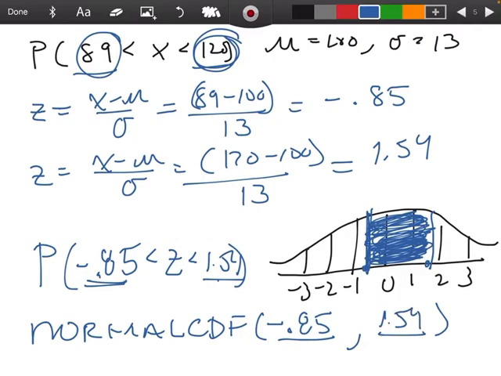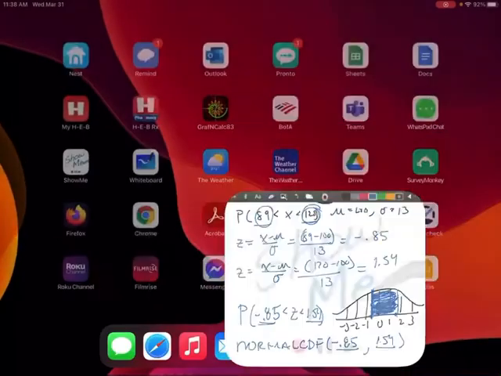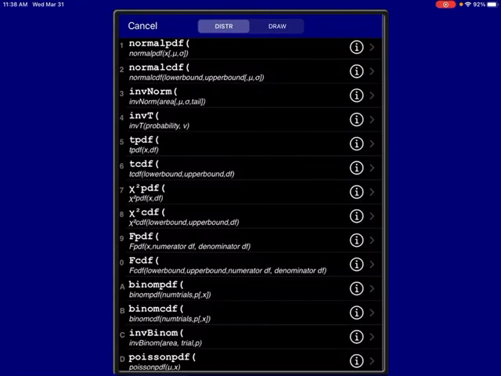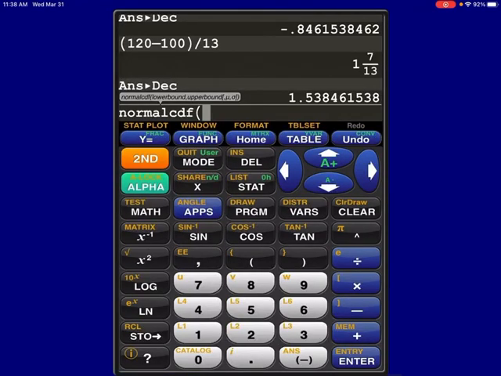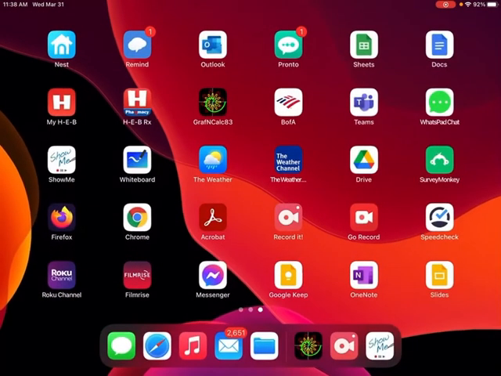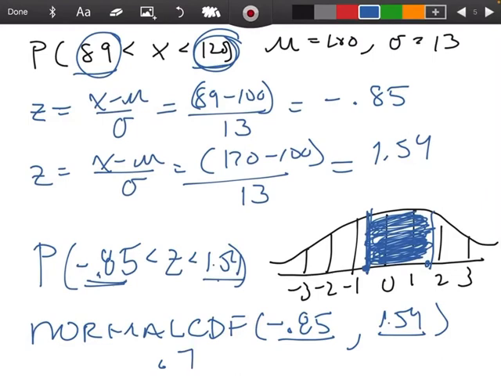So let me do this piece here on my calculator. I'll get it here going. So we're going to go second, then vars. We're going to use number 2, the normal CDF. We had a negative 0.85, comma, and then a 1.54. And my answer here to 4 decimal places is going to be 0.7406. Every time we're doing these probabilities, it's usually going to tell you to go to 4 decimal places, right?